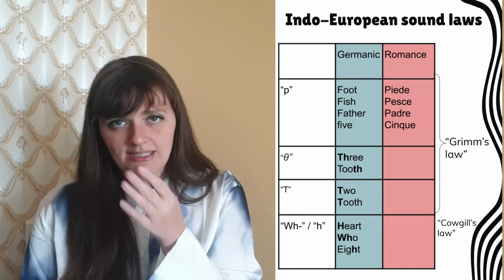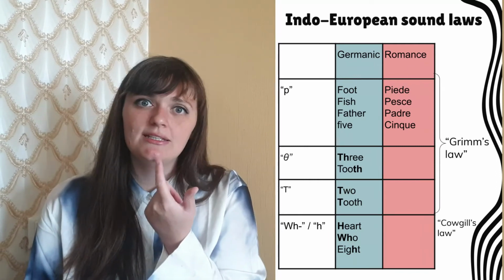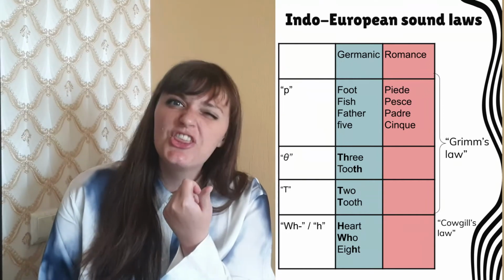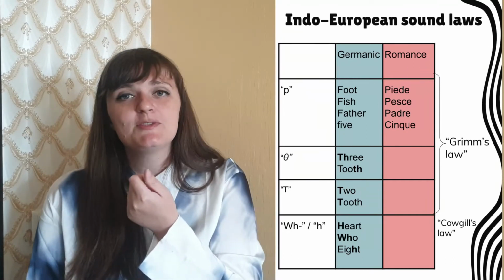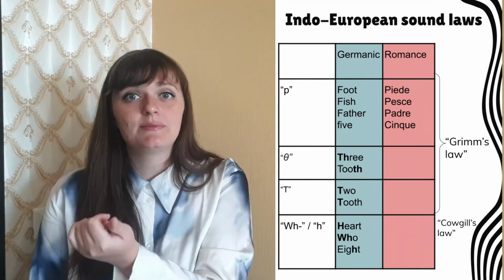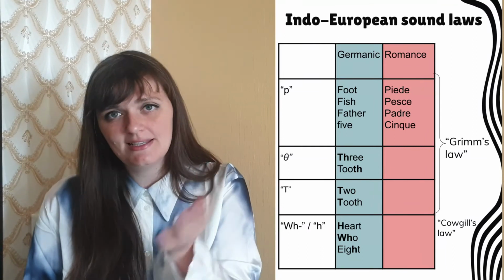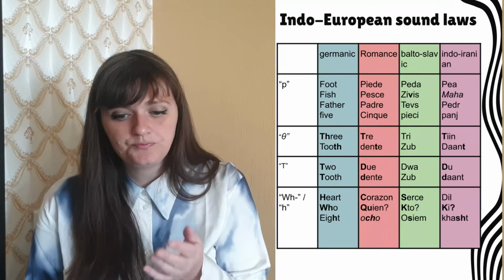Let's go for Italian. I've got Italian here. Tre and dente. So three is tre and tooth is dente. So it must be that in Germanic languages we pronounce things like th, whereas in a Romance language we pronounce something like t. Right, so you can carry on doing this exercise. I'll show you the answers on the screen.